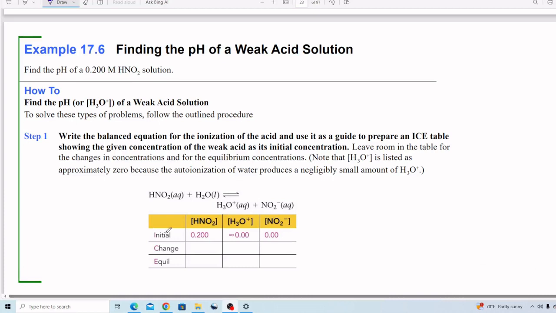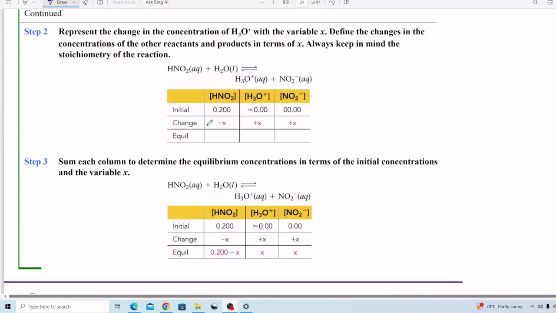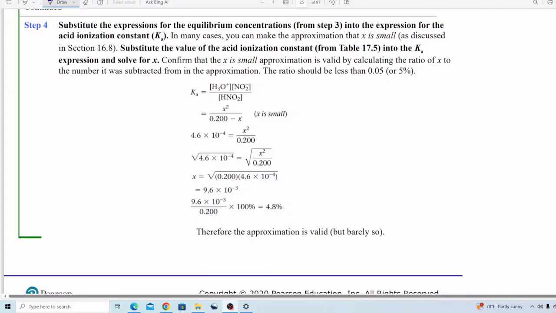So we prepare our ICE table as before. Initially, we have 0.2 molar of the nitrous acid and essentially no hydronium ion and no nitrite ion. We're losing X of the nitrous acid, gaining X of the hydronium, and gaining X of the nitrite. So at equilibrium, we'll have 0.2 molar minus X of the nitrous acid, X of the hydronium, and X of the nitrite. So we set up our Ka here.